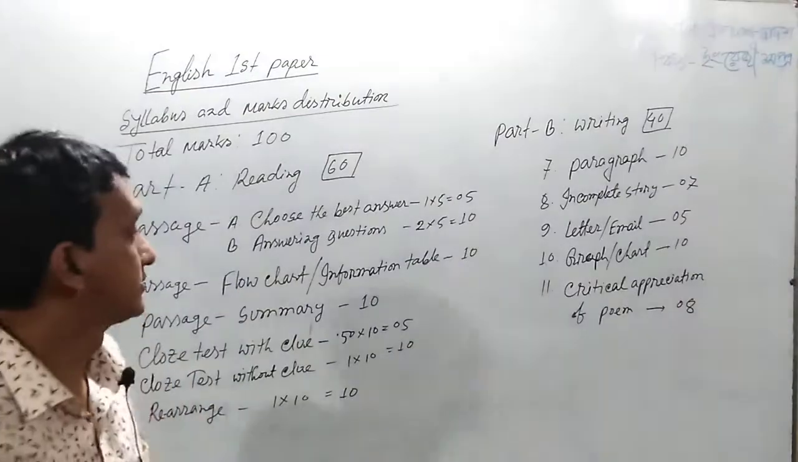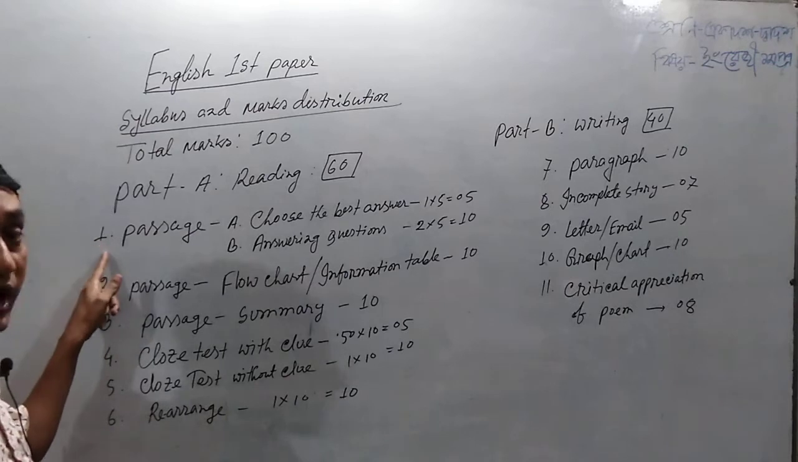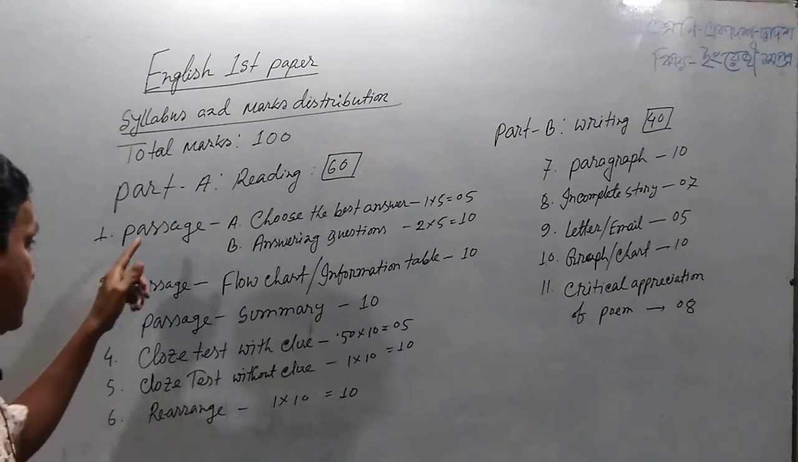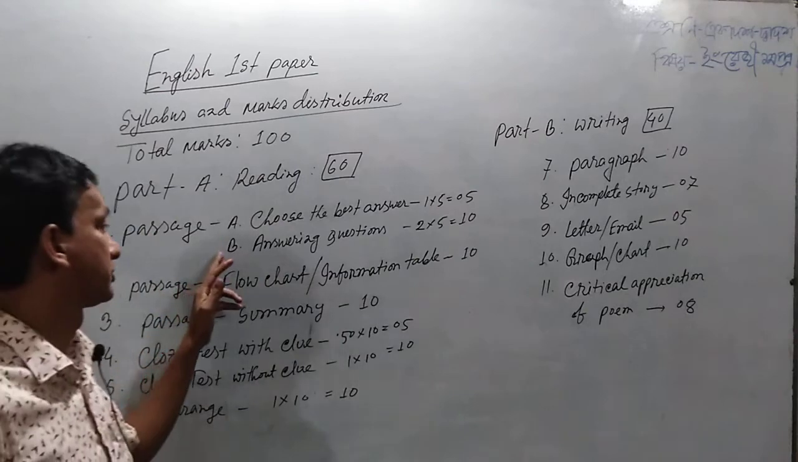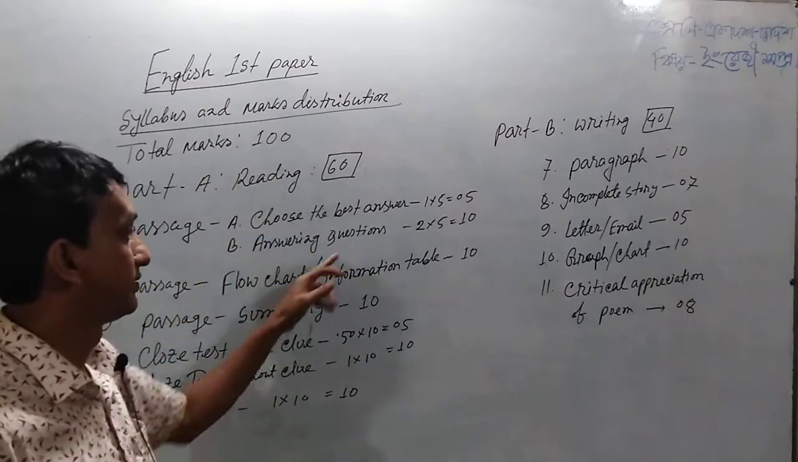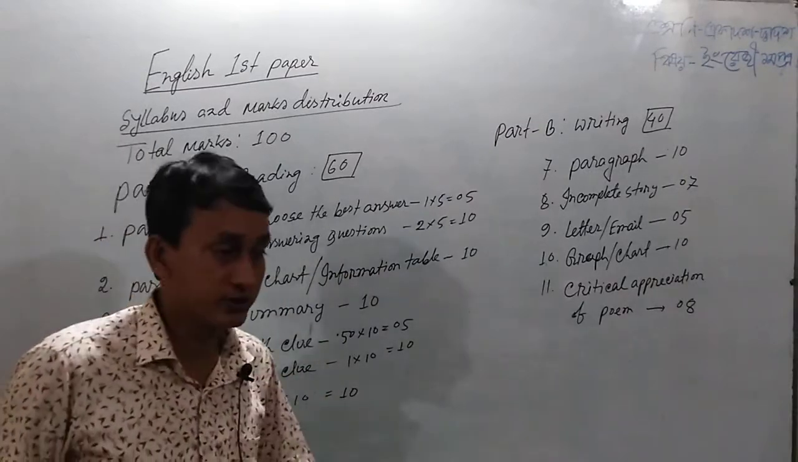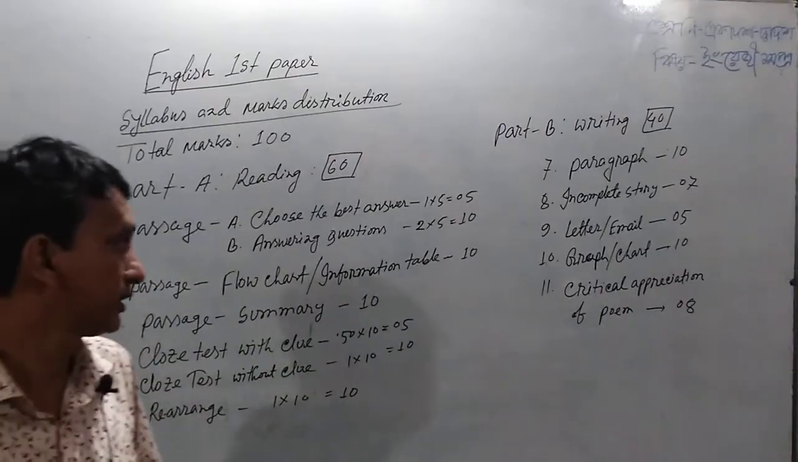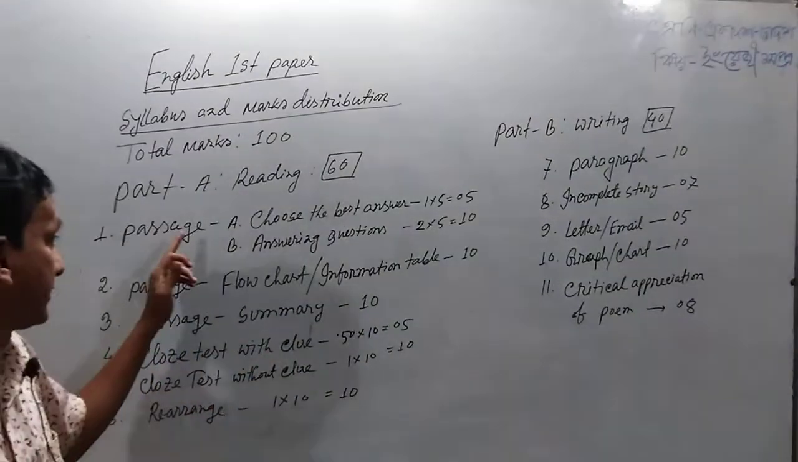Now the question is, how are the items of this part? Question number one, there will be a passage from the text. This will be a same passage, and from this passage there will be two types of questions. One is choose the best answer, number 5. Then B, answering questions, and there will be 5 questions, and each question carries 2 marks, in total 10. That means from the first passage there will be 20 marks.